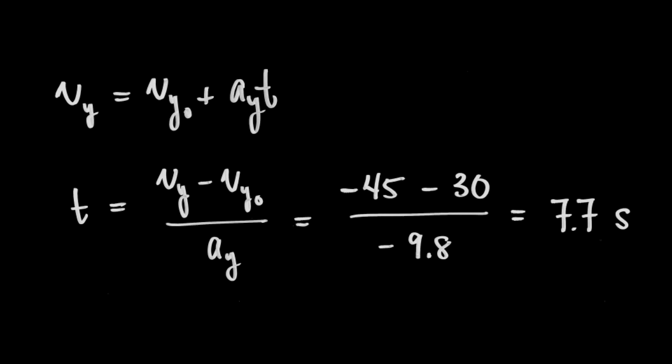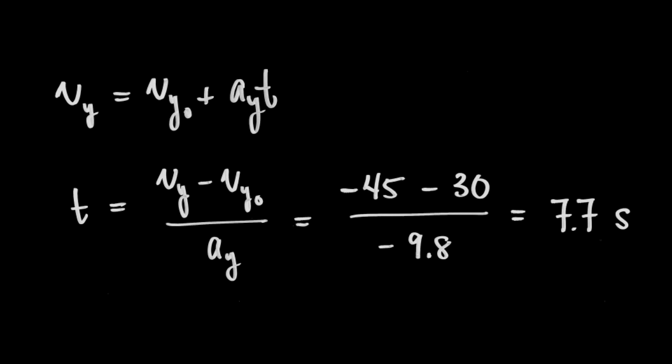So I'm going to solve this for the time. When I solve it for the time, it's the final y velocity minus the initial y velocity divided by the acceleration along the y-axis. The final y velocity I just found is negative 45, minus the initial y velocity, which I can read off my list, is 30, divided by the acceleration, which is negative 9.8 meters per second squared.